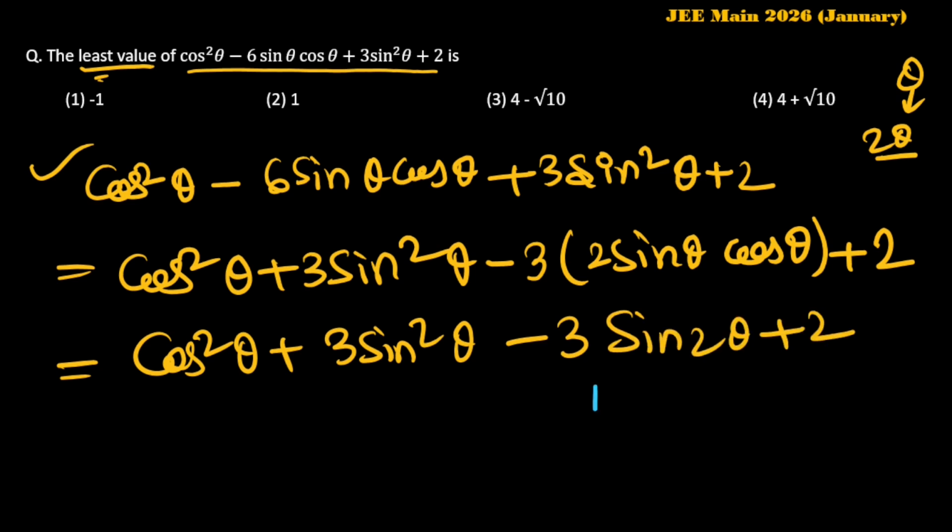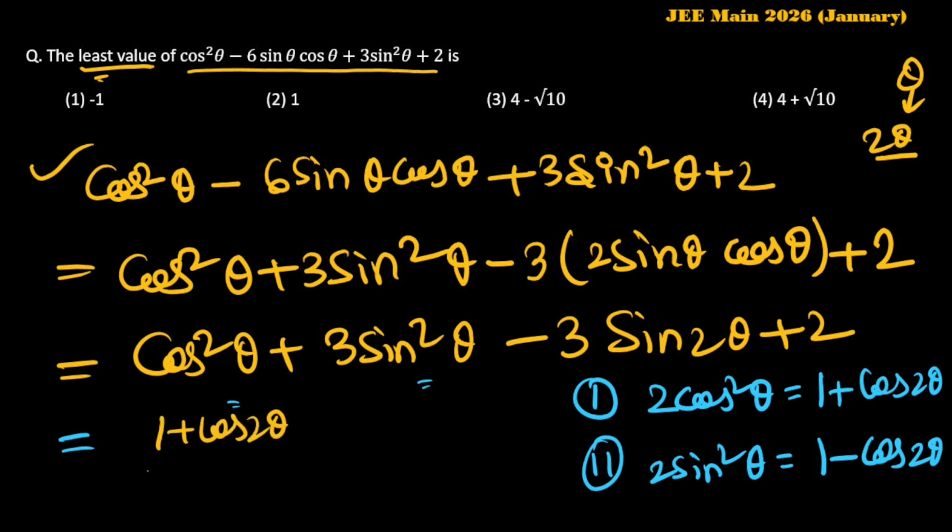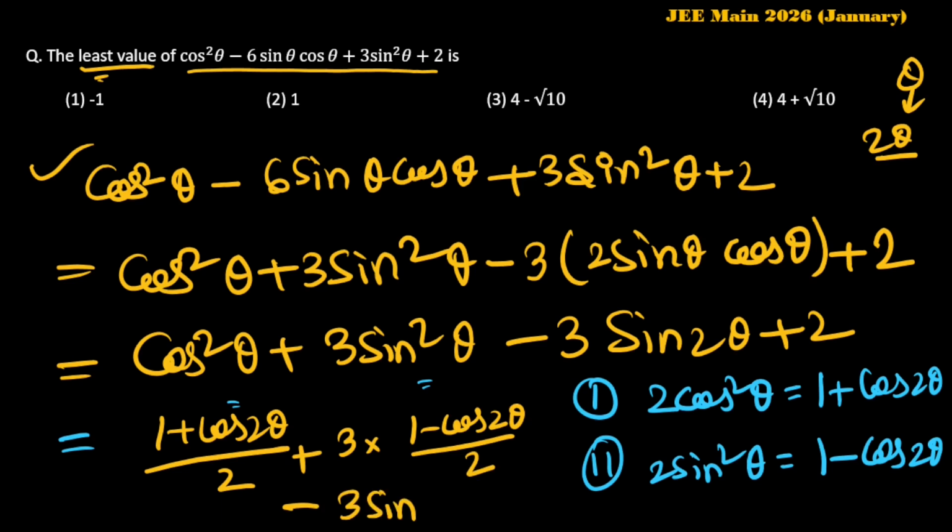So use these two identities, and write cos square theta and sin square theta in terms of 2 theta. So 2 cos square theta is equal to, we know, 1 plus cos 2 theta, and the second identity is 2 sin square theta is equal to 1 minus cos 2 theta. So use these two identities here. So cos square theta means 1 plus cos 2 theta over 2, plus 3 sin square theta means 3 times 1 minus cos 2 theta over 2, and the rest is the same, 3 sin 2 theta plus 2.